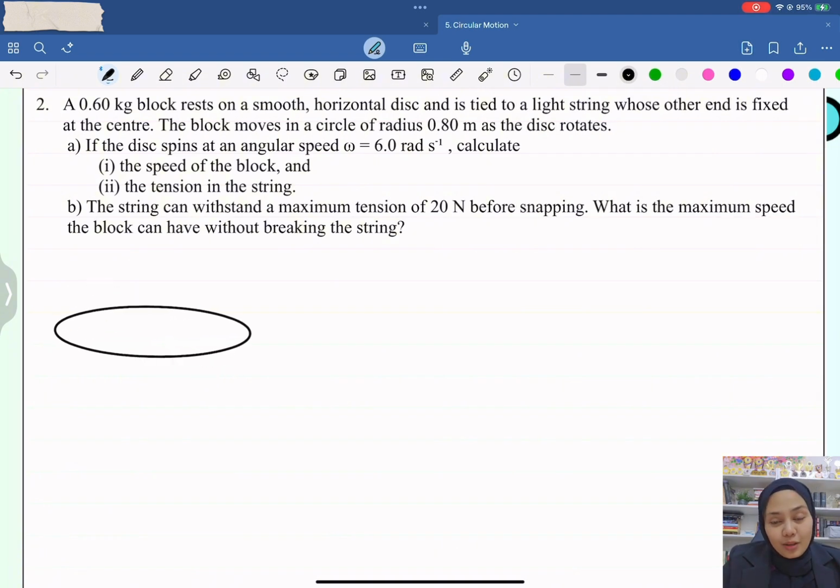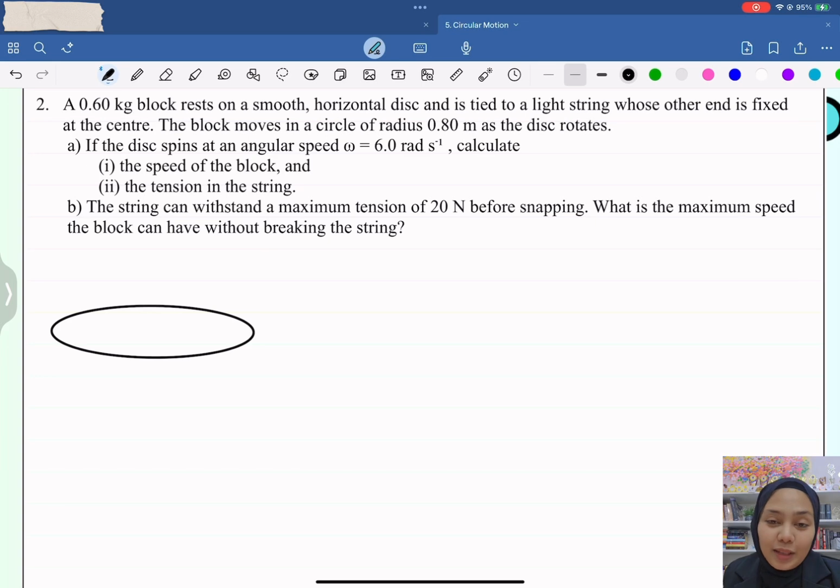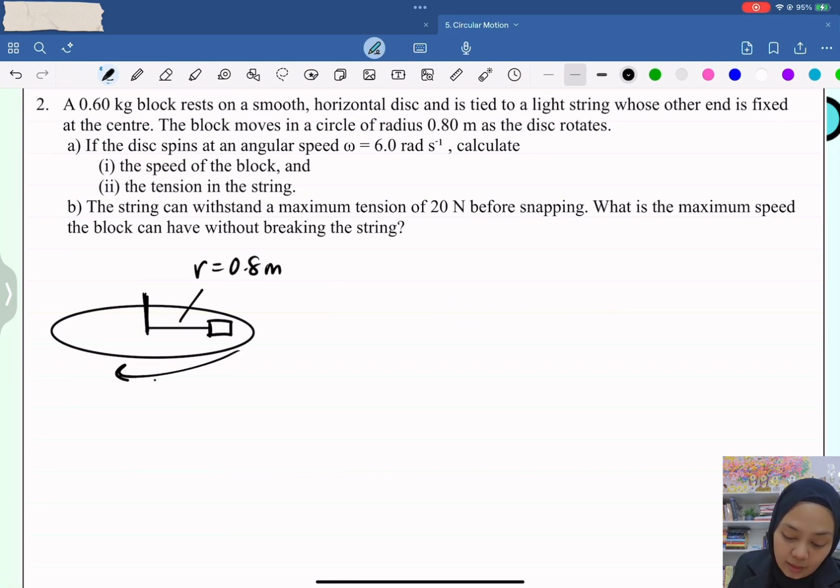Again, you can pause the video to read the question. Let me do the sketching first for this question. I have a disc, and I have a block here, and this block is tied to a string, and the radius is 0.8 meter as the disc rotates. We also have the angular velocity, which is 6 radian per second. What else do we have? We have the mass, which is 0.6 kilograms. Yeah, that's it.